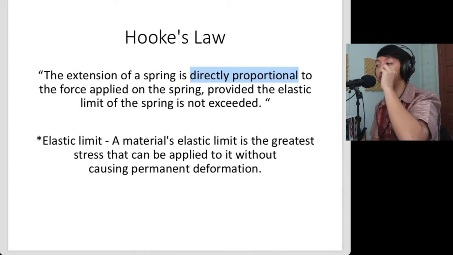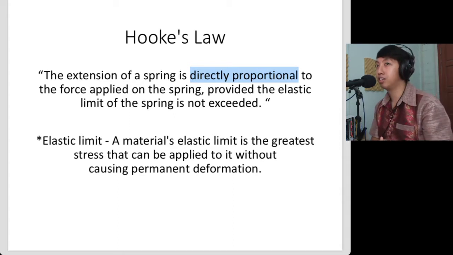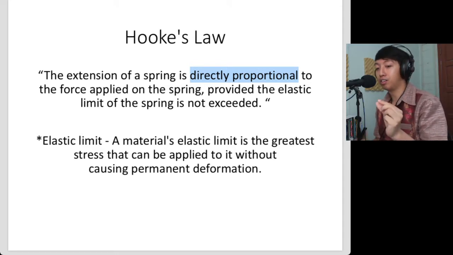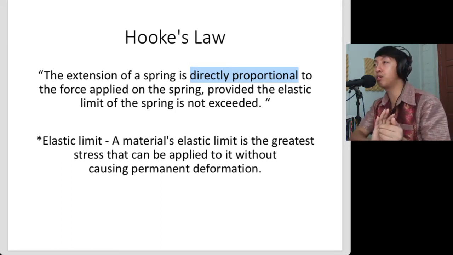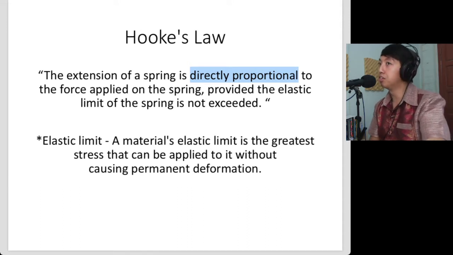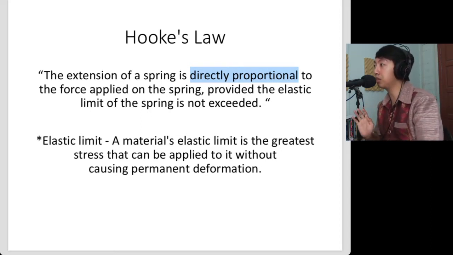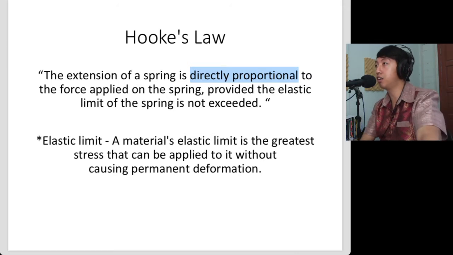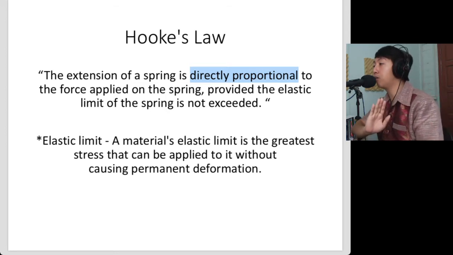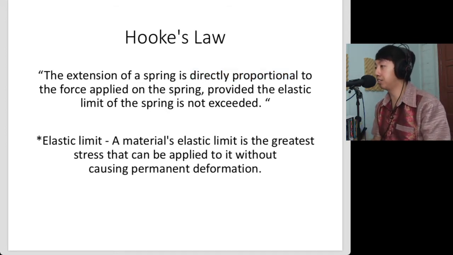And every spring has something called a spring constant. Think of a spring constant as a sort of ratio: how much does a spring expand per newton of force, right? So if a spring has a spring constant of say 1 newton per centimeter, then it means it takes 1 newton for the spring to get longer by 1 centimeter. 2 newtons, it will get longer by 2 centimeters. If the spring constant is, say, 2 newtons per centimeter, then it'll take 2 newtons for it to expand by 1 centimeter. That's what we call the spring constant.